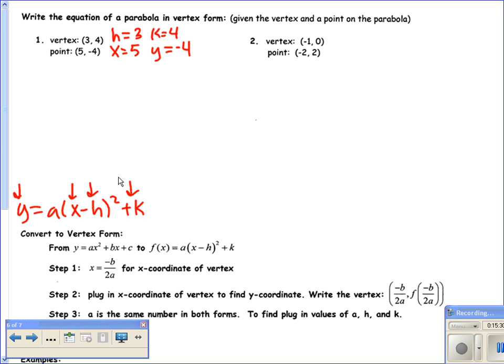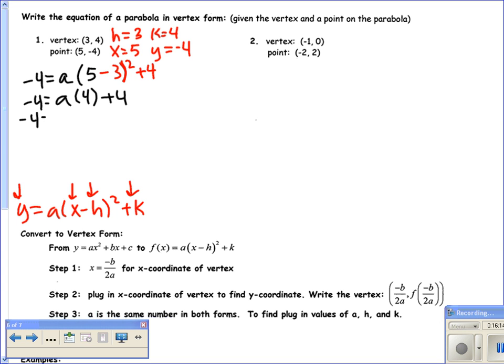So my point, I have a y value of negative 4 is equal to, I don't know a, so I'm going to solve for that. And then I get x, which is 5, and then minus my vertex. So my h value is 3, so minus 3, and that's squared. And then I have my k value, which is 4, so then it's positive, so plus 4. So now all I have to do is solve this equation. So when I do that, I get negative 4 is equal to a. 5 minus 3 is just 2, and 2 squared is 4. So really we have 4 here times that a plus 4.